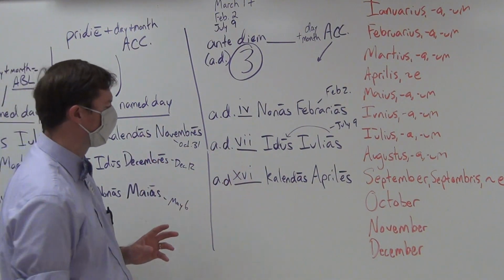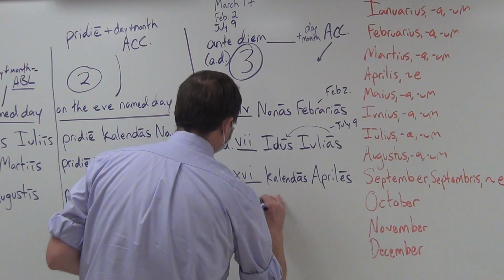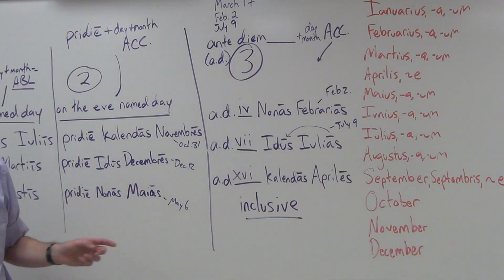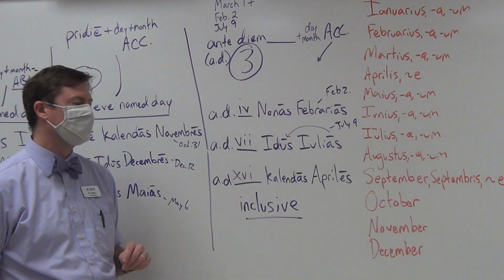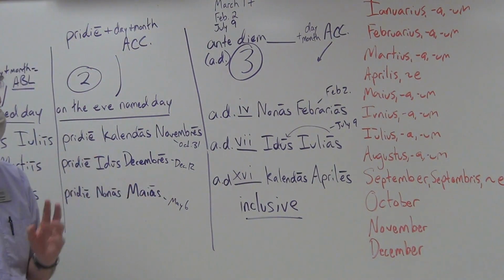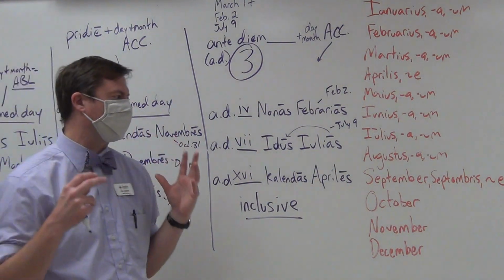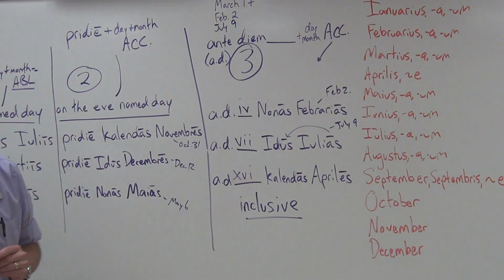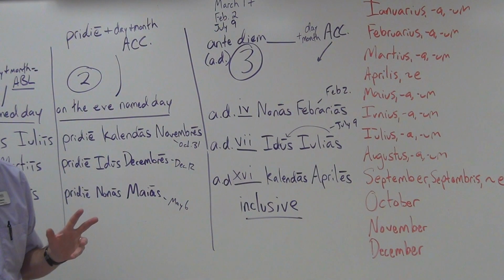But you have to count inclusive, and that is your third and final item. You must always count inclusive, meaning you include the day upon which you start and the day to which you are going. Learn your dates.